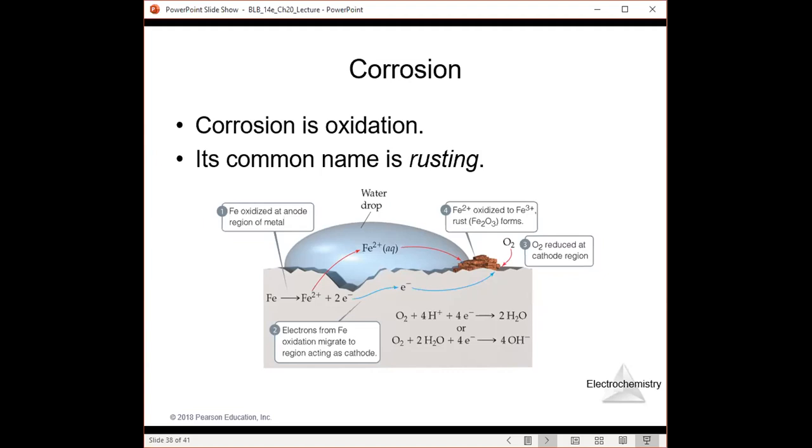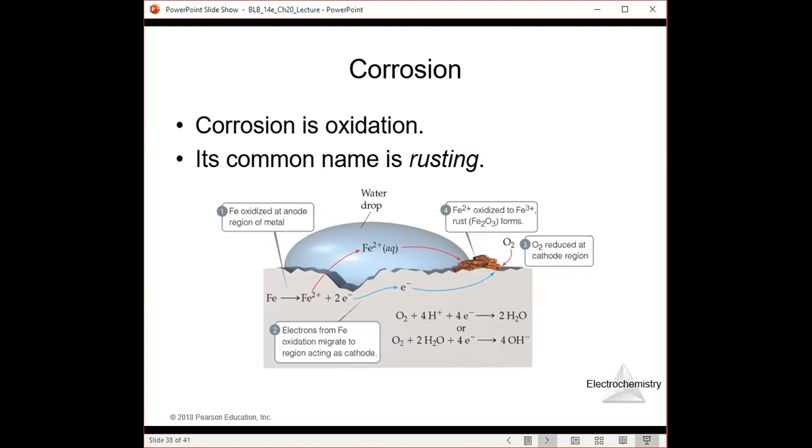Rust can be used to create electrical stuff in certain things as well, because it's magnetic. So just looking at iron oxide, iron 2 oxide, what can it be used for? Can we make it useful? And so that's what we were looking at.